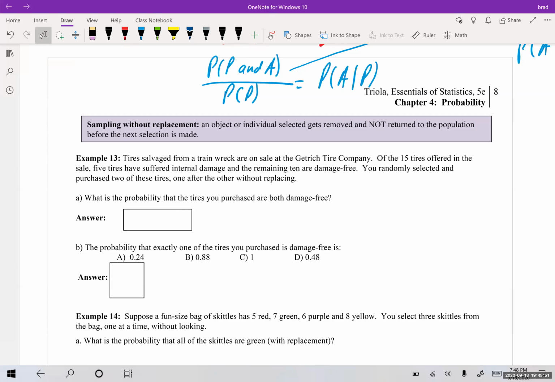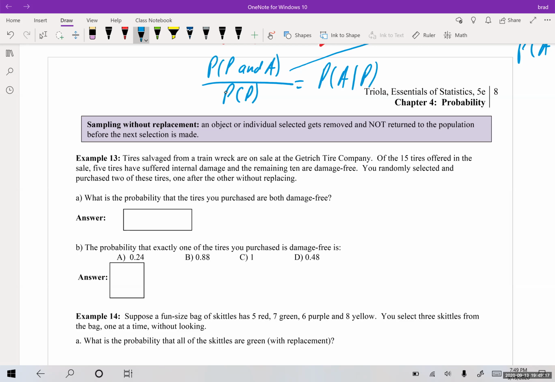Sampling without replacement: an object or individual selected gets removed and not returned to the population before the next selection is made. But what if it's with replacement? Then it turns it into an independent event. You take it out and then you put it back, so that makes it independent because you didn't change the probabilities. If you take it out and hold on to it, then you're not putting it back, so the probabilities will change for the next event if they are dependent.